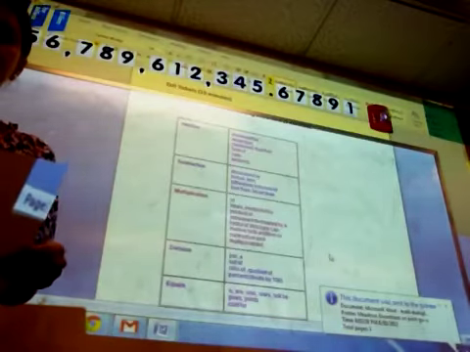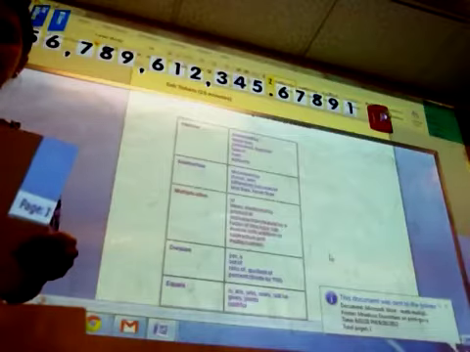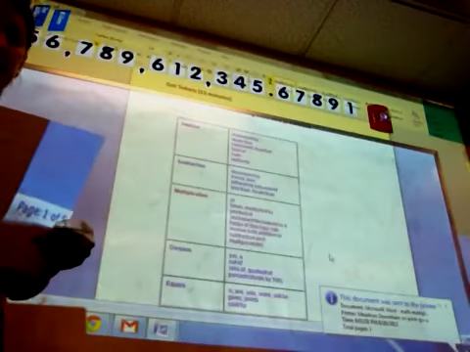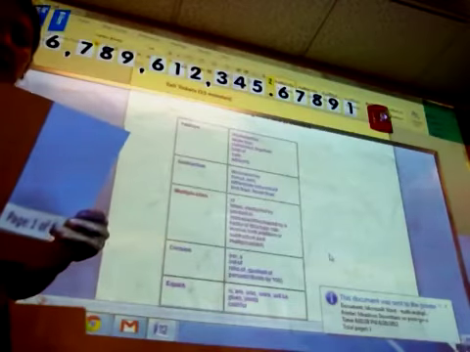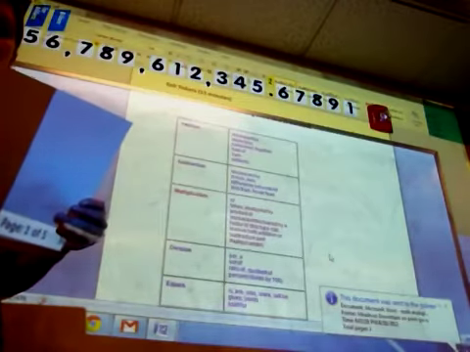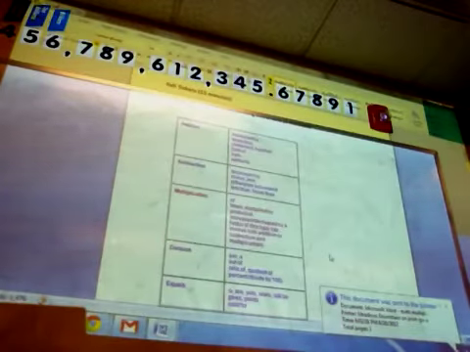Next row, 6 times 4, 24. 6 times 8, 48. 6 times 7, 42. 6 times 6, 36. 6 times 9, 54. And 6 times 7, 42.